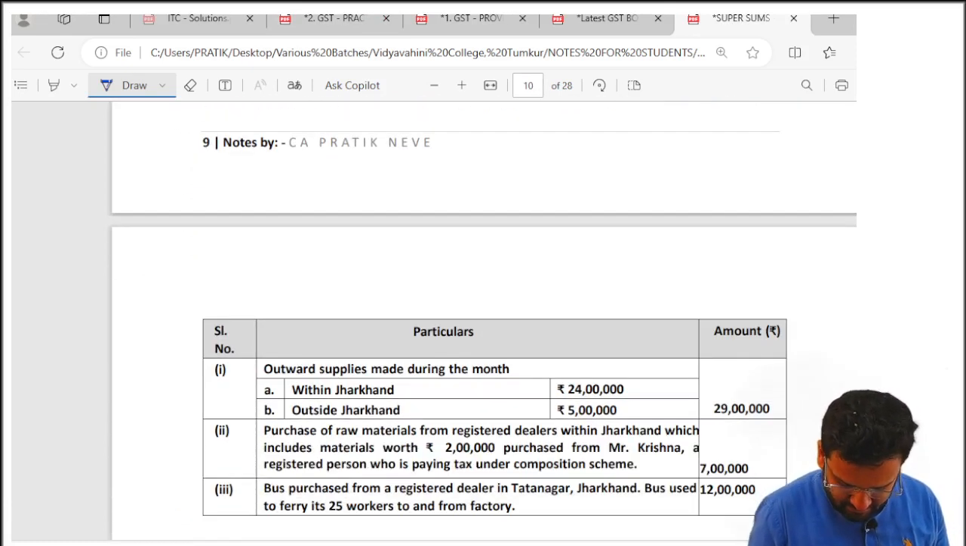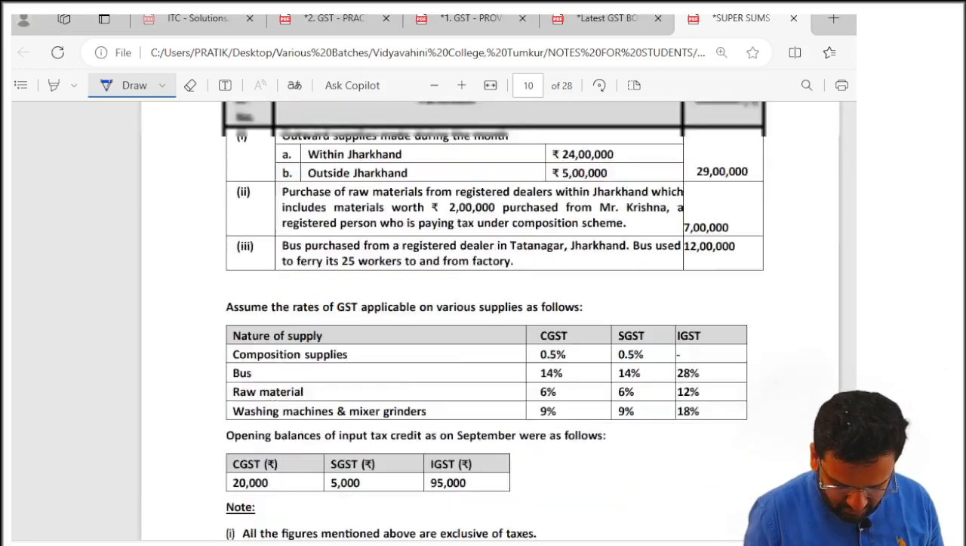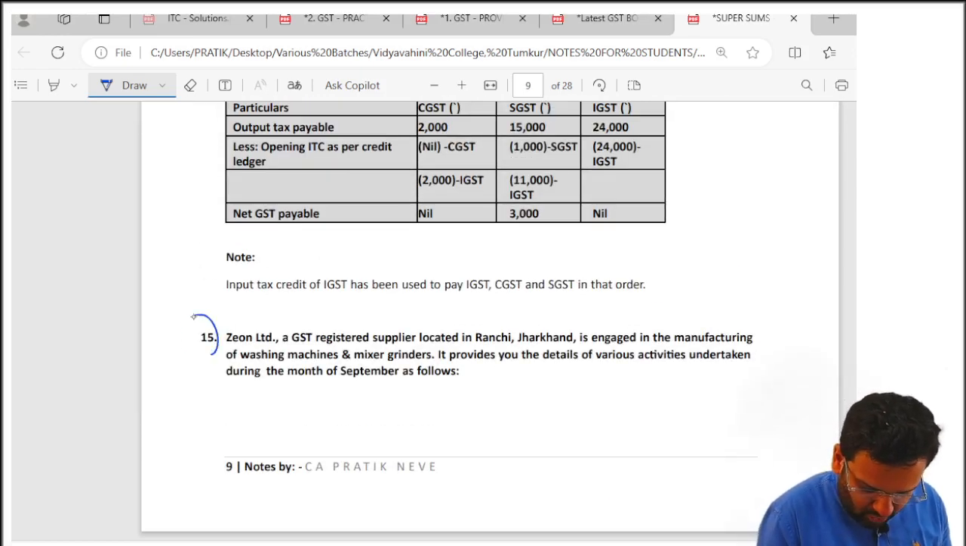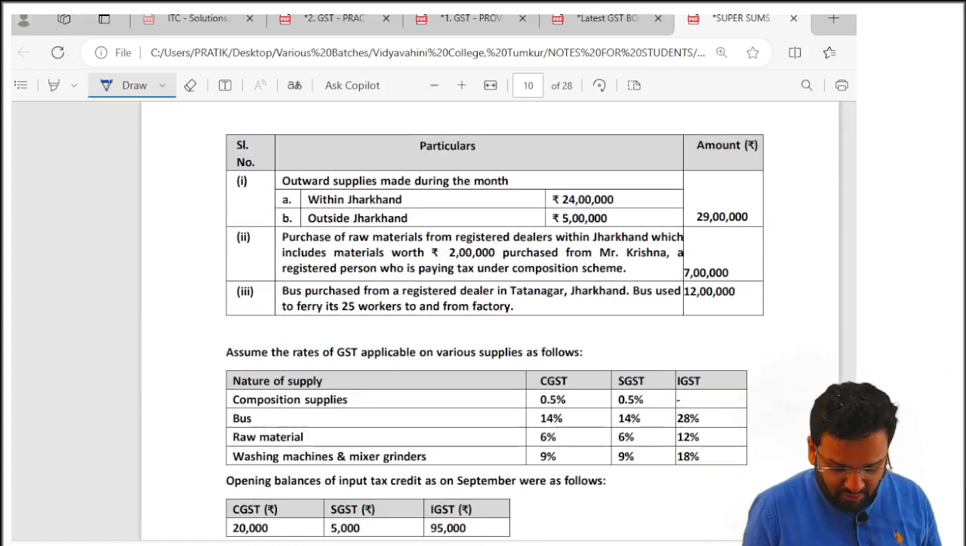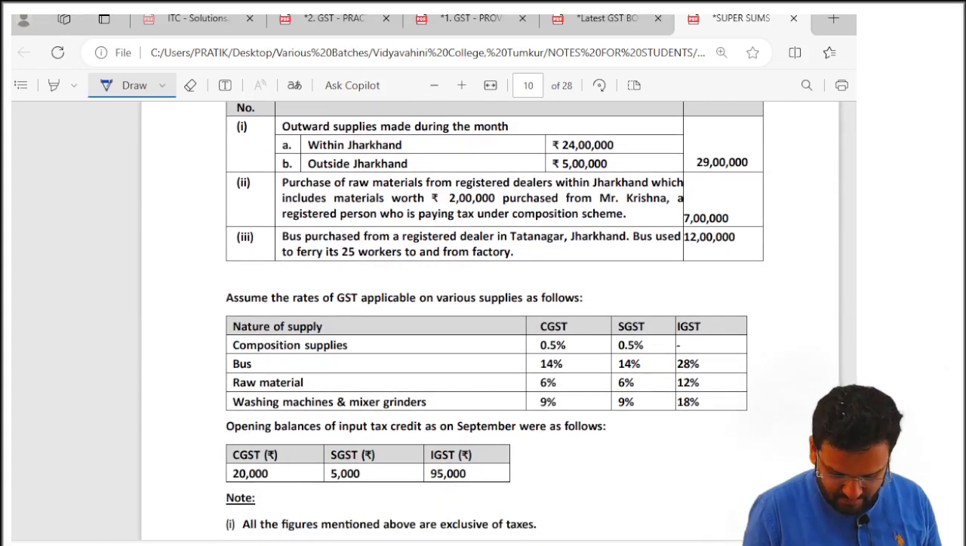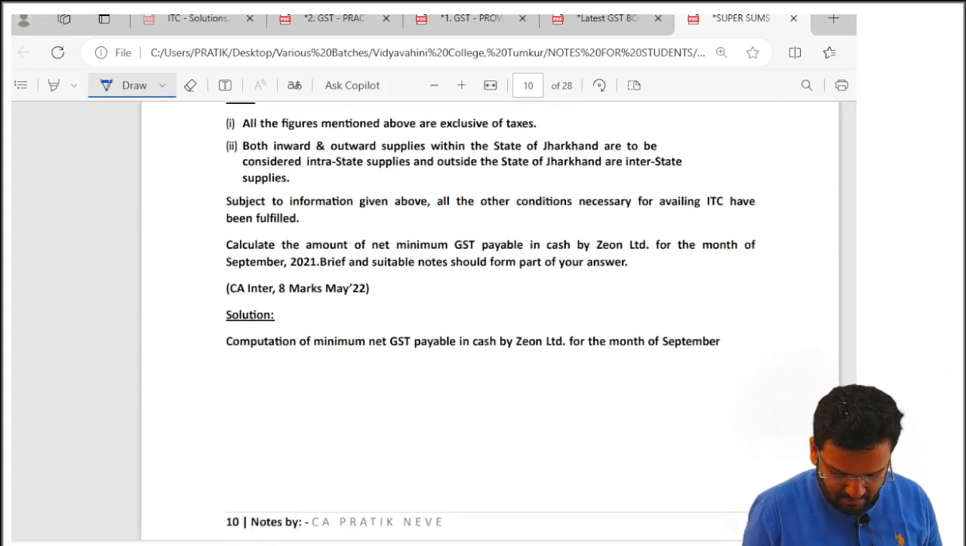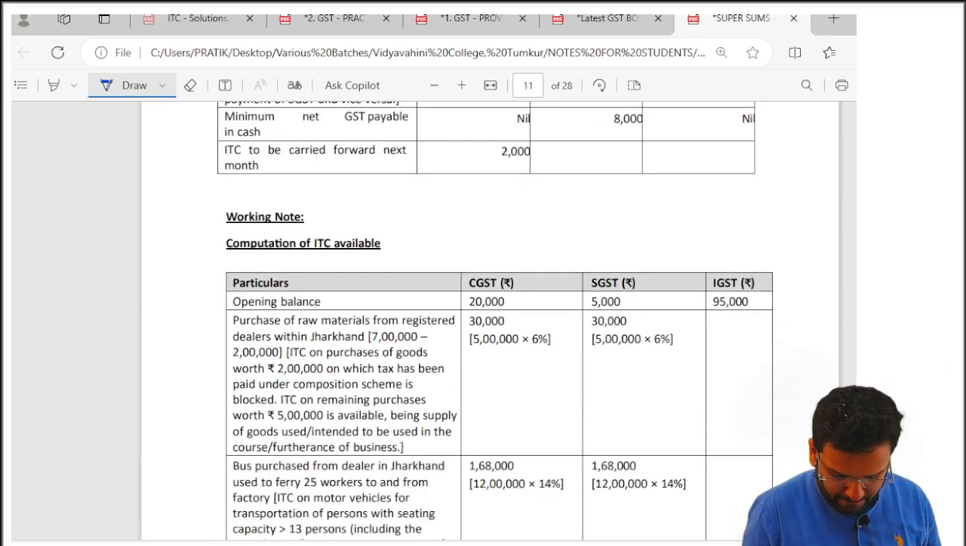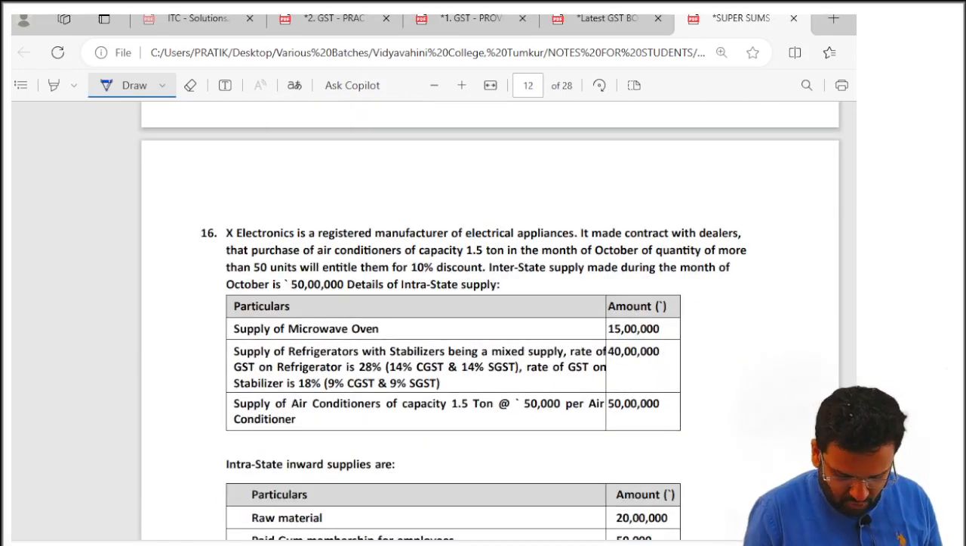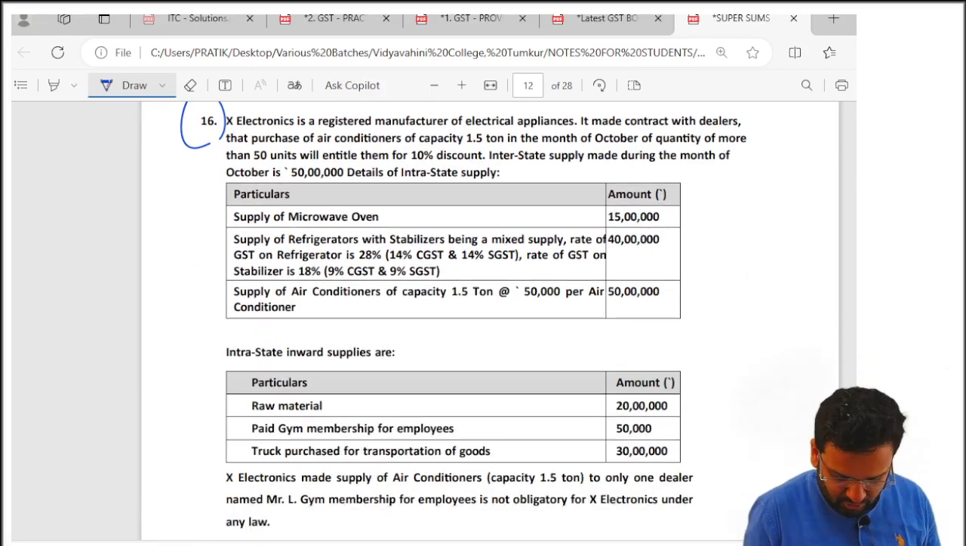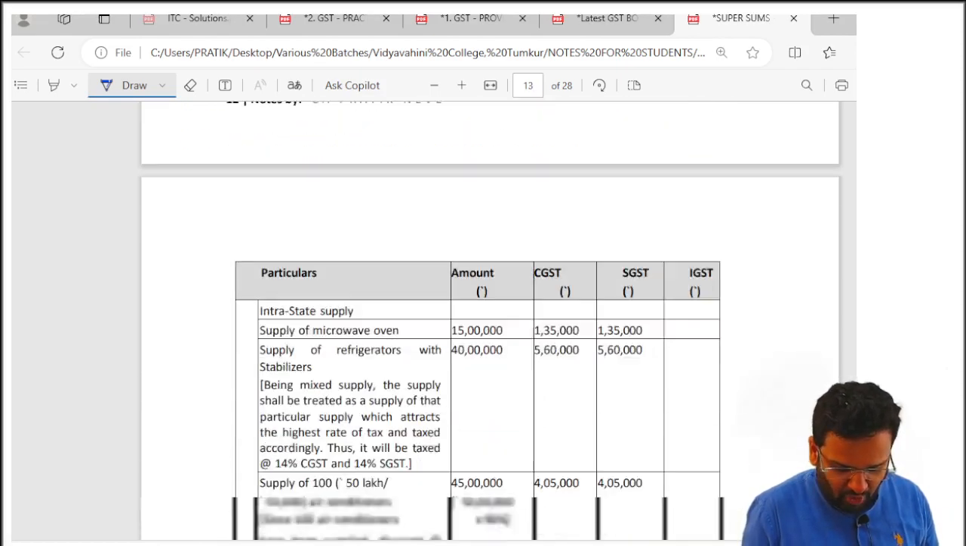Next. You can't do the next one. For doing the next one, you will need knowledge of blocked credits. You can't do the next, the 16th, also. You will need knowledge of blocked credits.